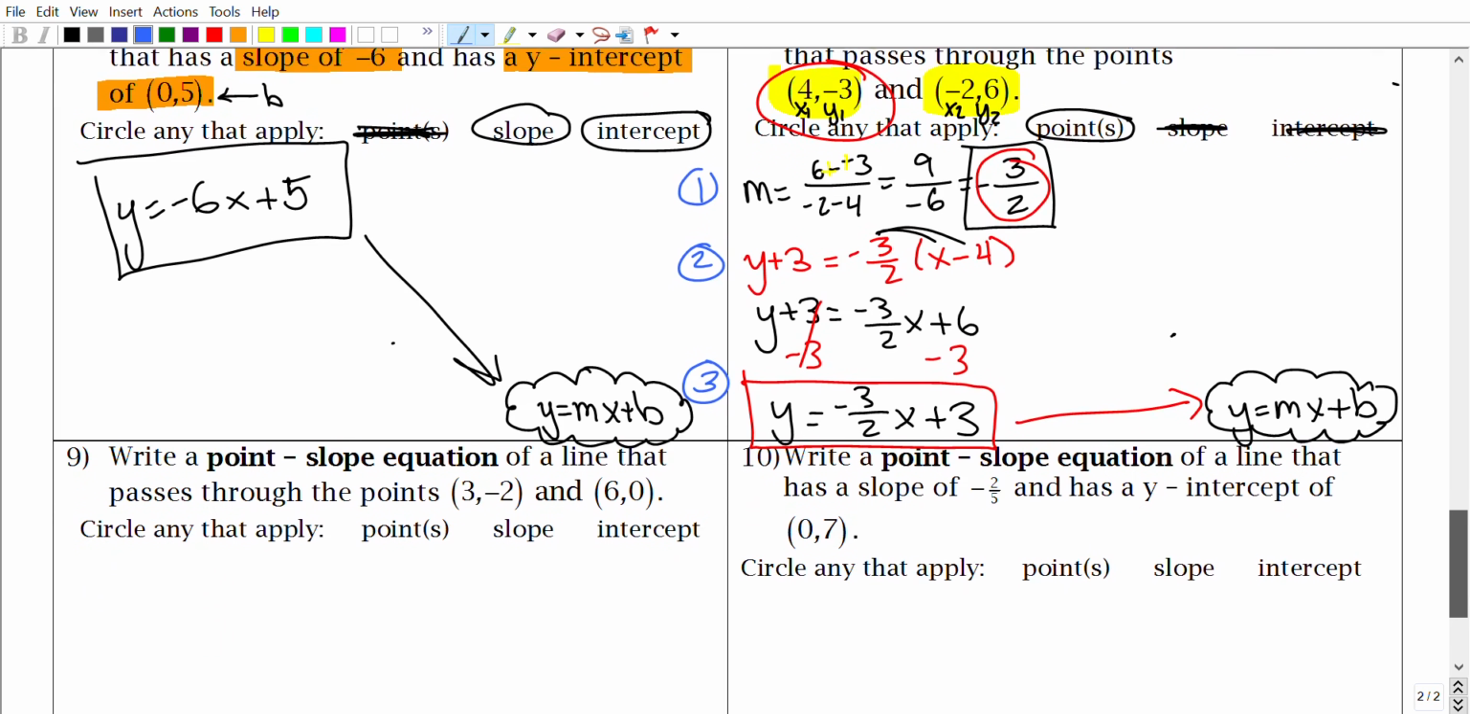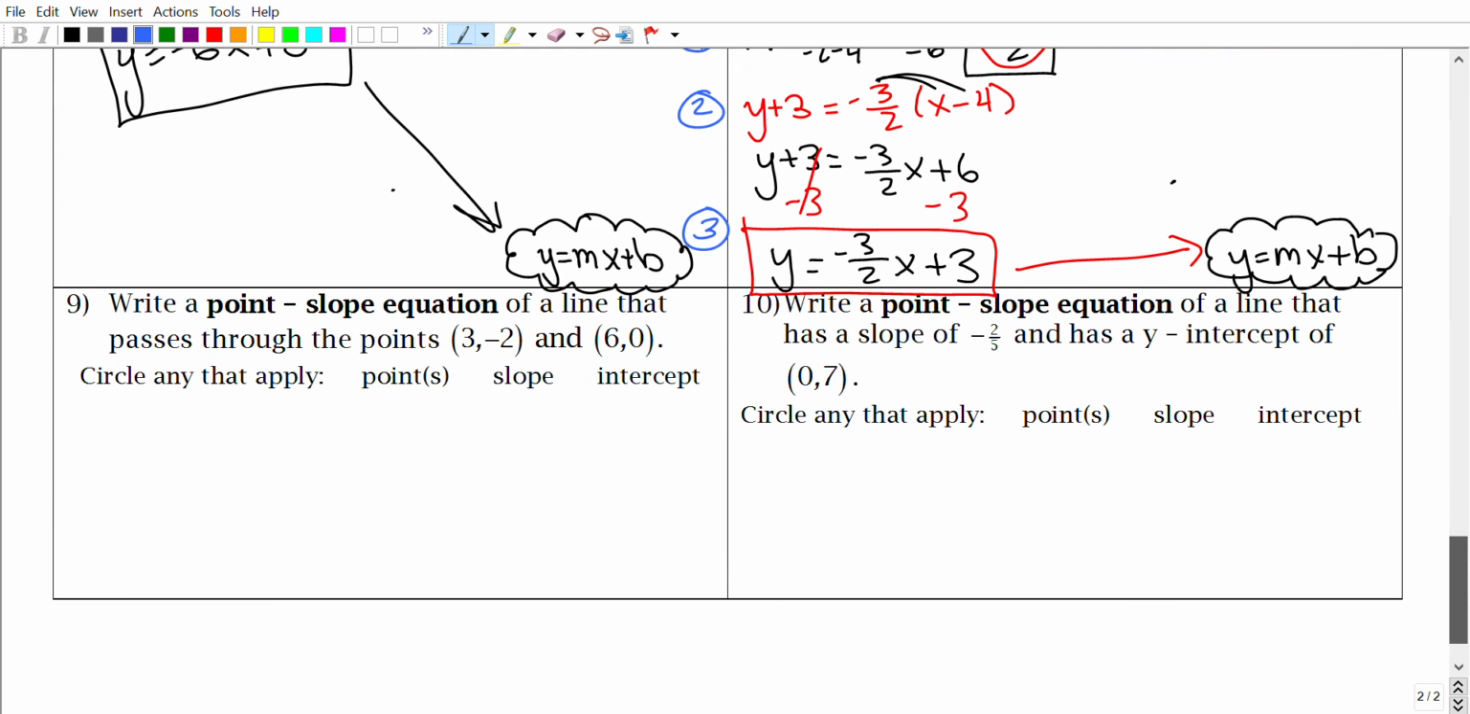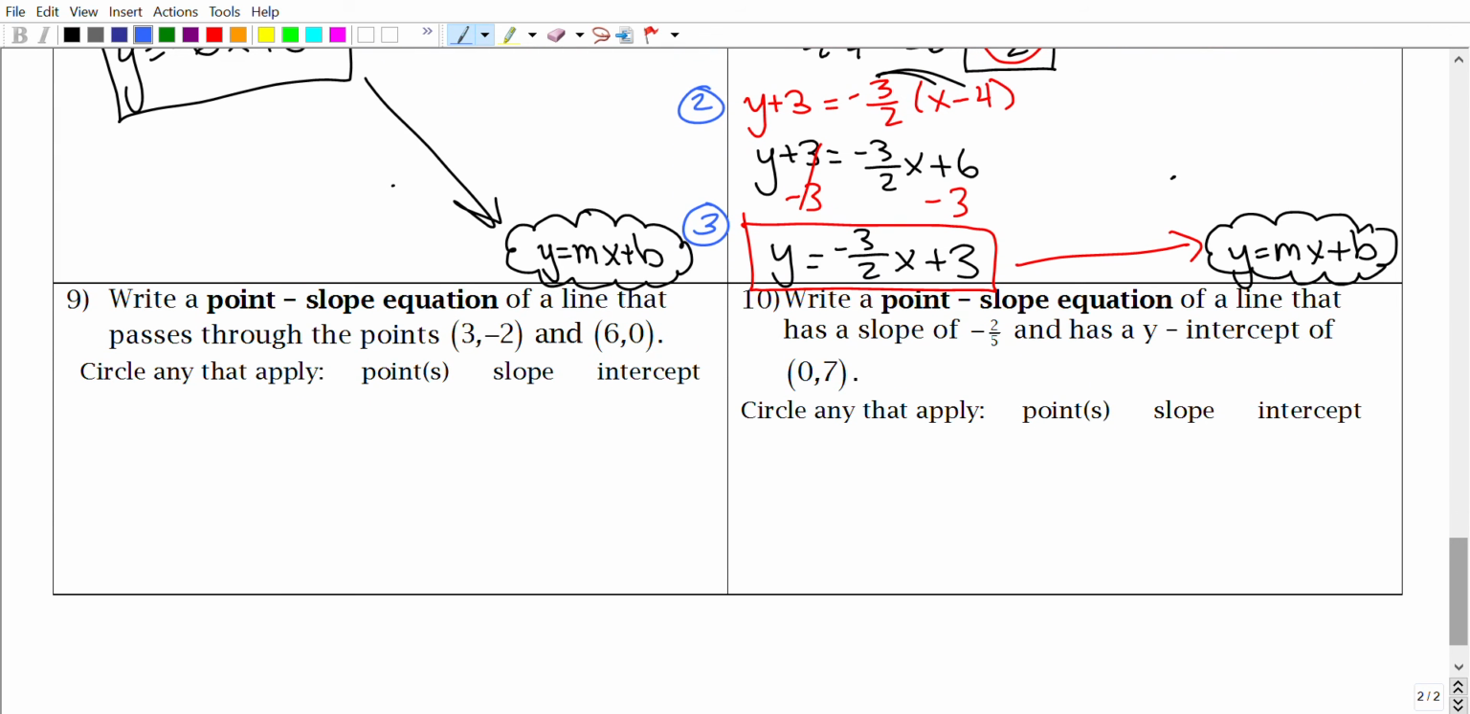Okay, all right. I said I wanted to let you guys try out number 9 and 10. They're a little different, so I want to see how well you guys can do on those. So go ahead and try 9 and 10 for me, please. Okay, so let's see how well you guys did on those.